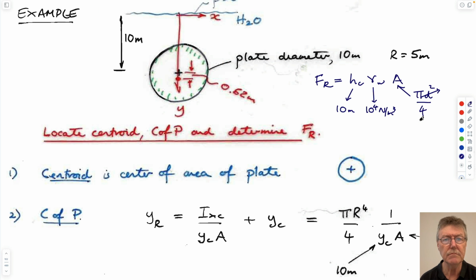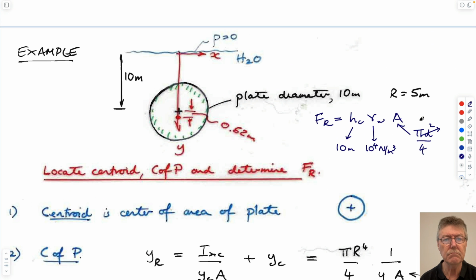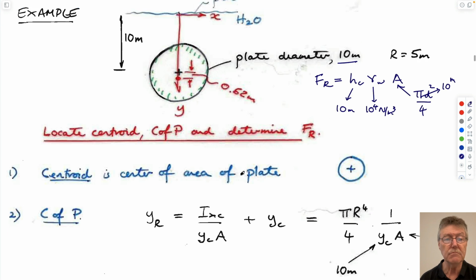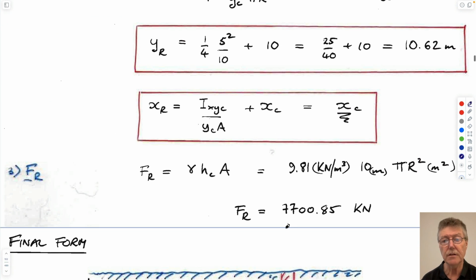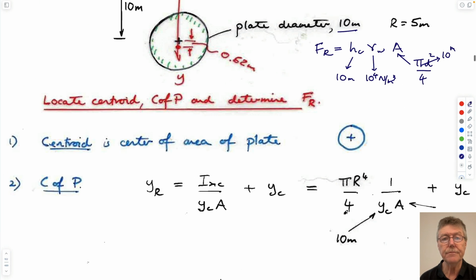Does it say? Yeah. So this is 10 meters. So we can calculate the resultant. Is it on here? Yeah, it's down here. This is the magnitude of the resultant. We want to know where it acts.